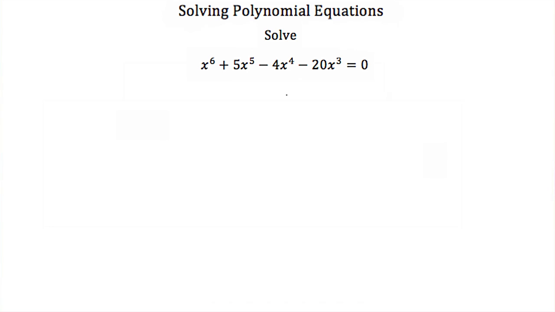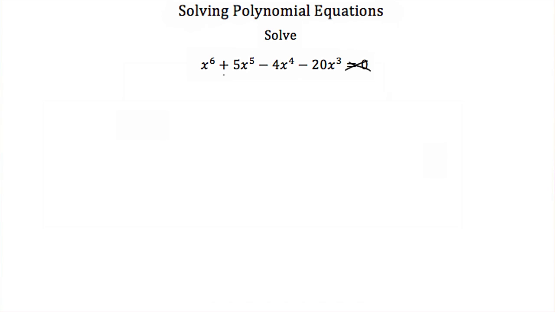So let's see if we can take what we've learned and factor this polynomial. Here we have x to the 6th plus 5x to the 5th minus 4x to the 4th minus 20x to the 3rd is all equal to 0. Well, for now, let's forget about the 0. We'll come back to that.